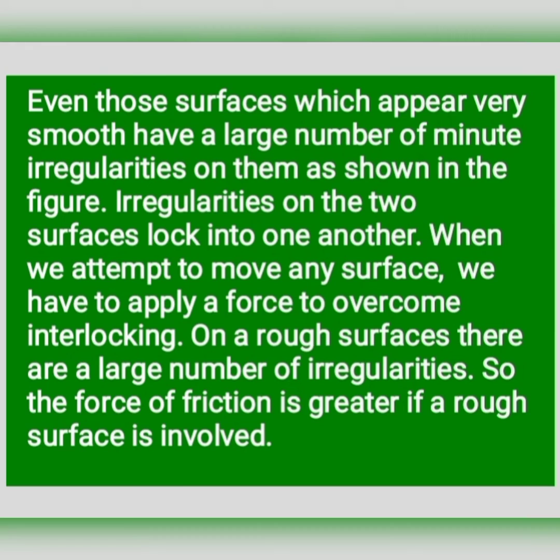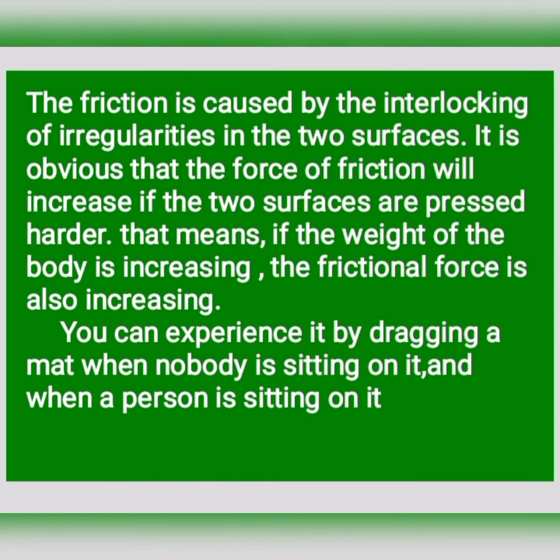When two surfaces are in contact, irregularities on the two surfaces lock into one another. When we attempt to move any surface, we have to apply a force to overcome the interlocking. On rough surfaces, there are a large number of irregularities, so the force of friction is greater if a rough surface is involved. We see that friction is caused by the interlocking of irregularities in the two surfaces.